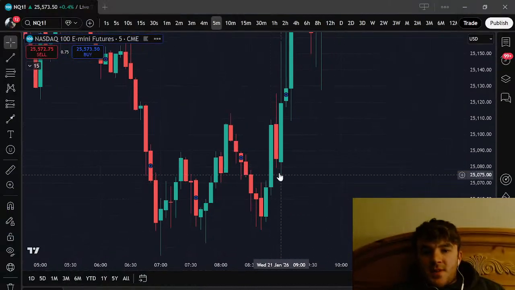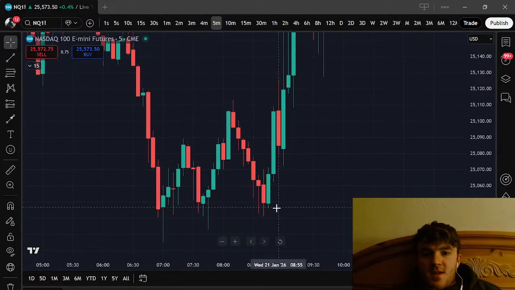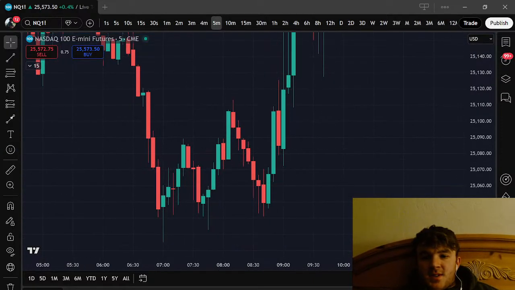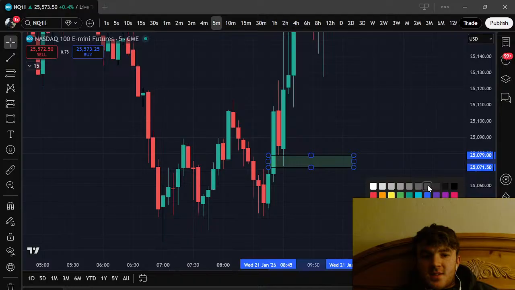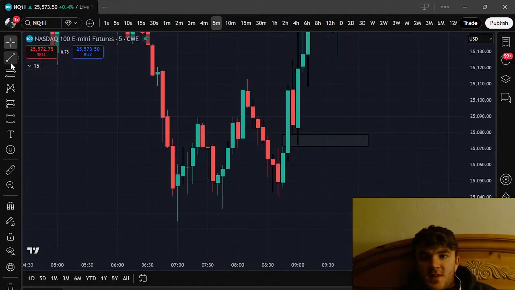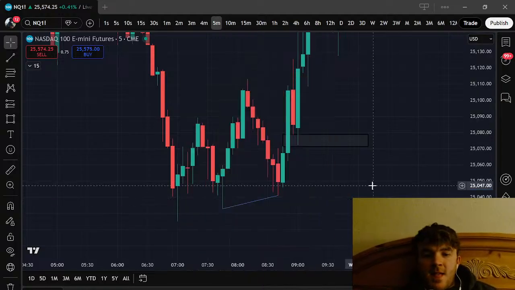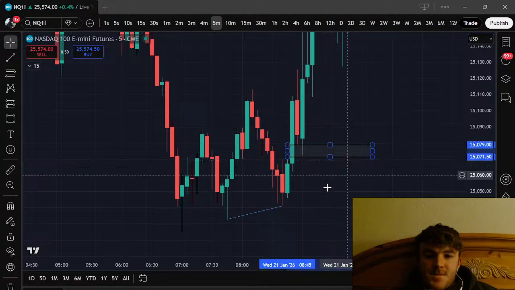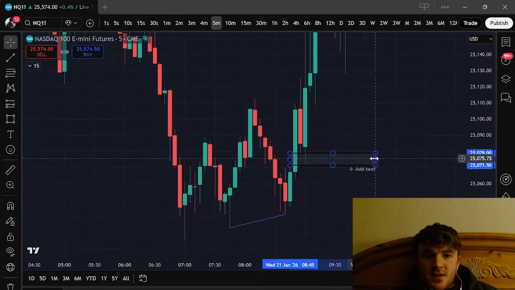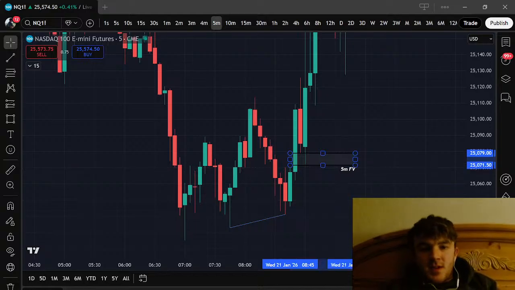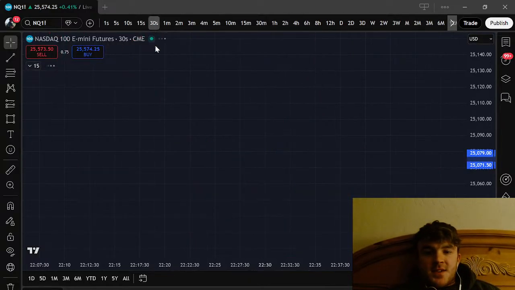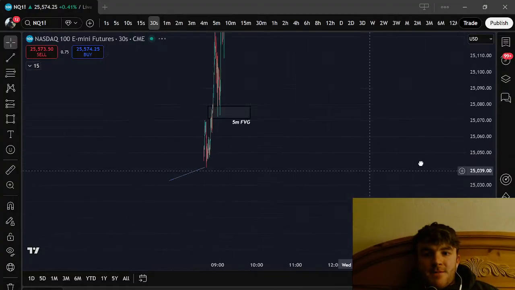Okay, and then we ended up having a fair value gap here. This is piquing my interest, this fair value gap. We gotta take a look at this, because this was perfectly filled. You can't tell me that there wasn't a trade off of this 5 minute gap. There's no way. I don't believe you. There had to be, right? So we have a 5 minute fair value gap. Let's drop to a 30-second and figure out, if there was a trade, where was it?